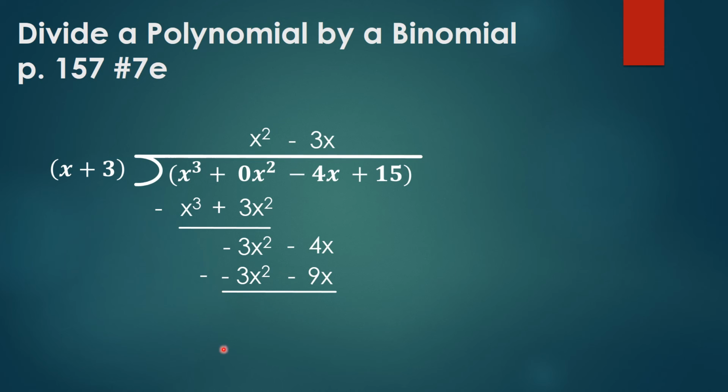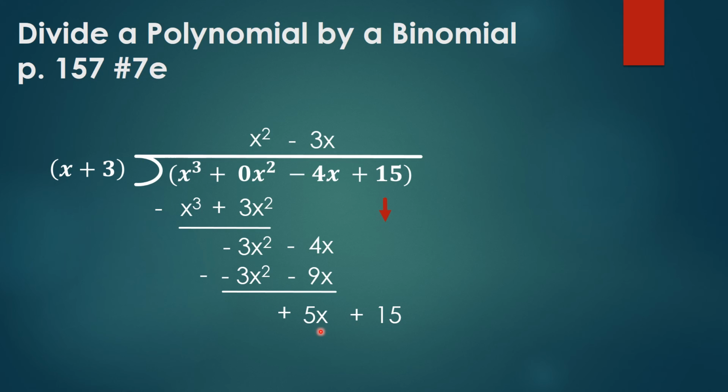I subtract. Negative 3x squared minus a negative 3x squared is the same as negative 3x squared plus 3x squared, which is 0. Negative 4x minus a negative 9x. So you're subtracting a negative, which becomes a plus. So negative 4x plus 9x becomes plus 5x. Bring down the plus 15. Have to bring down the sign, and you bring down the 15.